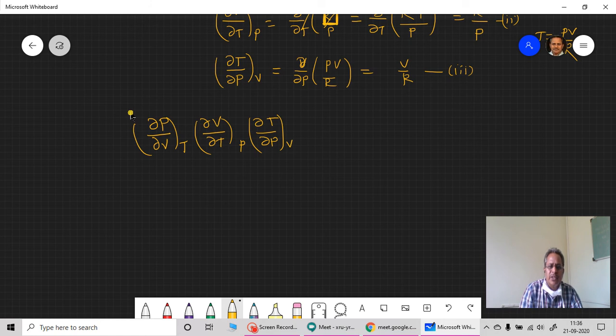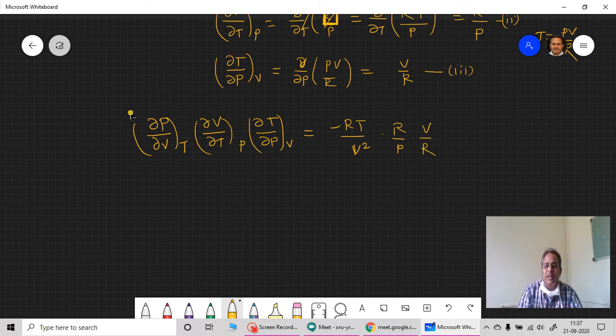Okay, so first variable with second, third constant; second variable with third, first constant; and third variable with respect to first with second constant. So this is a cyclic relation. Now put the values of equations 1, 2 and 3, what we obtained. First it is minus RT upon V square, second is R upon P, and third is V upon R.